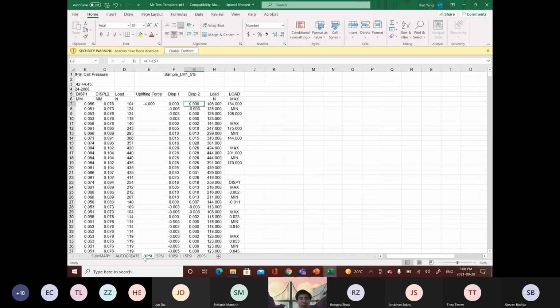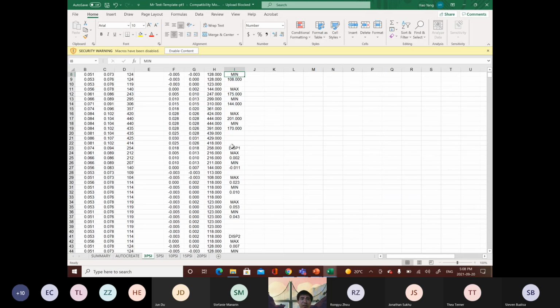The 3 psi, 5 psi, 10 psi, 15 psi, and 20 psi. You will have the displacement and load information. Then you need to do some adjustment about displacement, because at the beginning the machine may not be aligned very well. After that, you need to find out the maximum load and the minimum load, which is applied to determine the maximum and minimum stress.